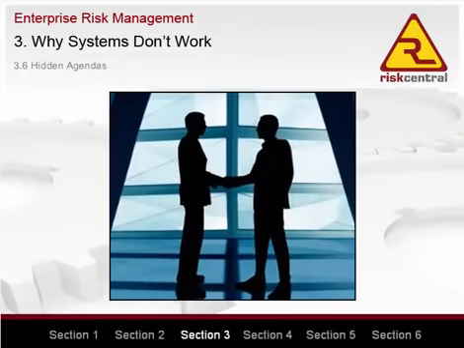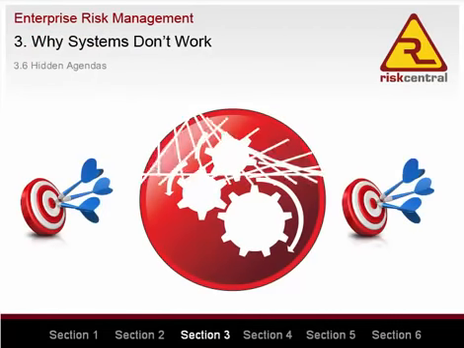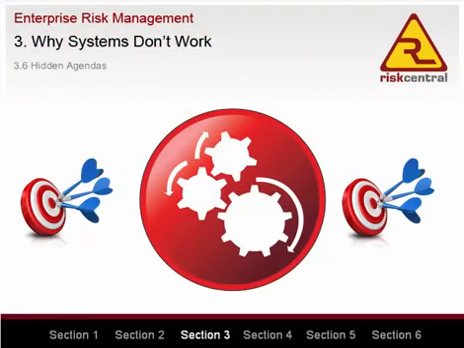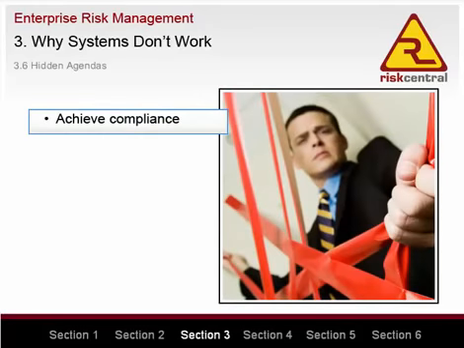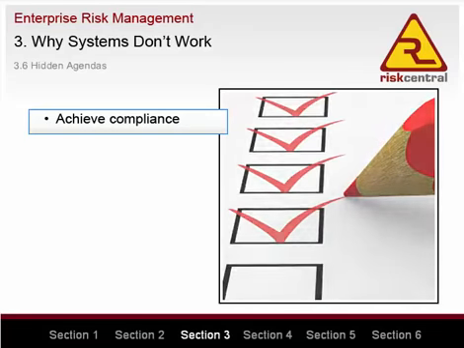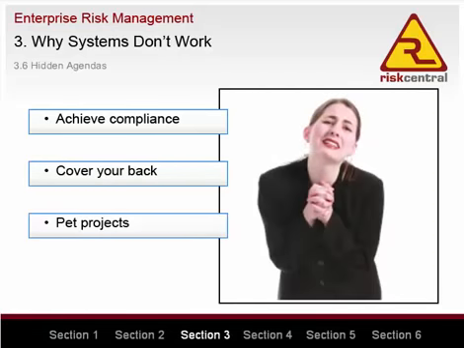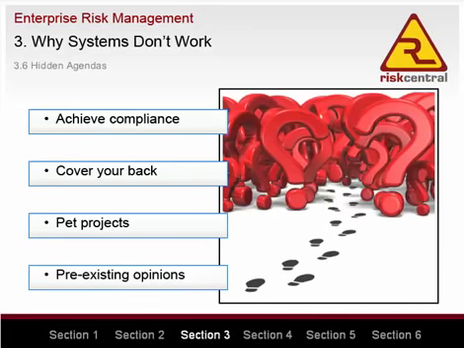Hidden agendas. Although there is common agreement about what the objectives of ERM systems should be, the stated objectives are often undermined by hidden alternative objectives. Some examples of alternative objectives are to achieve compliance with the standard, requirement or rule. In other words, the risk management system only exists to get the tick in the box. A system to cover your backside if something goes wrong. To obtain funds for a pet project, for a department, or to increase the importance of someone's job, or to validate or support someone's pre-existing opinions.